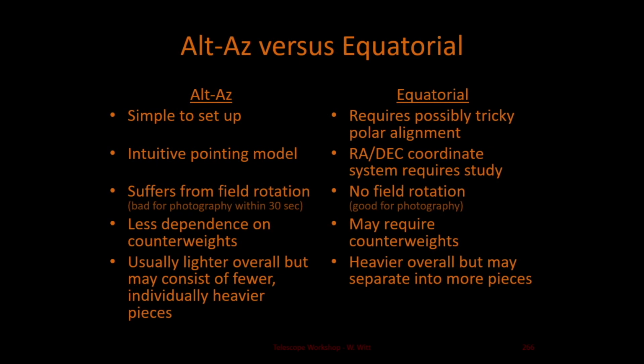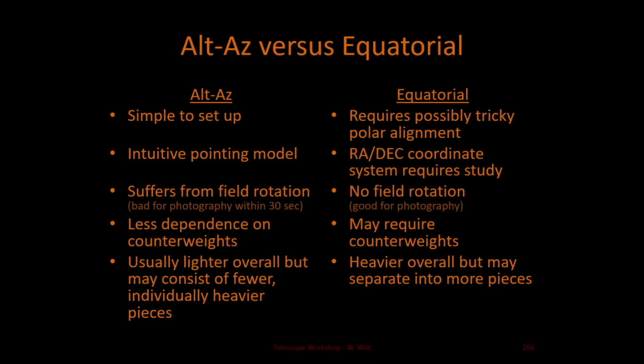So, just a quick trade-off again. Alt-az mounts are really simple to set up. It's very few parts generally. Intuitive pointing model, like Carl was saying: up, down, sideways, straightforward. We all know how to think that way. But you have this field rotation problem, which can mess you up if you're trying to take pictures. For visual, no big deal. You don't have to worry about counterweights much here, but sometimes you do.